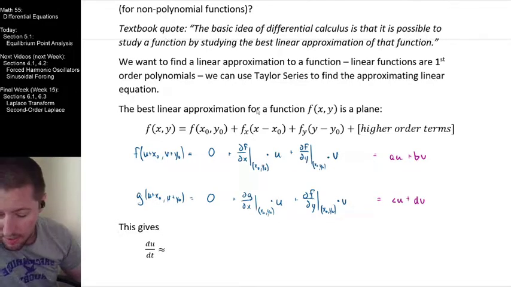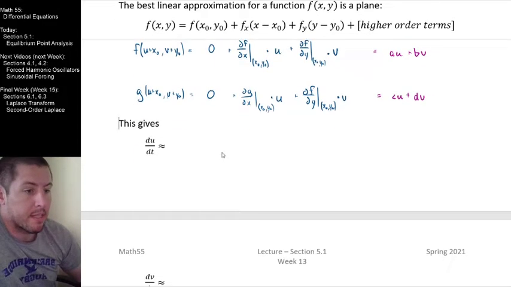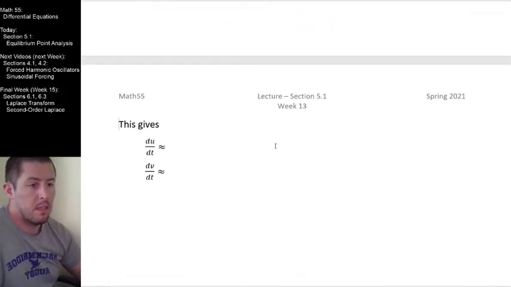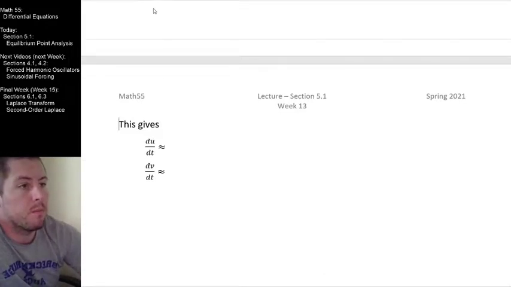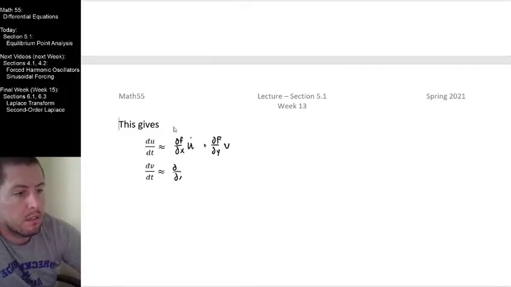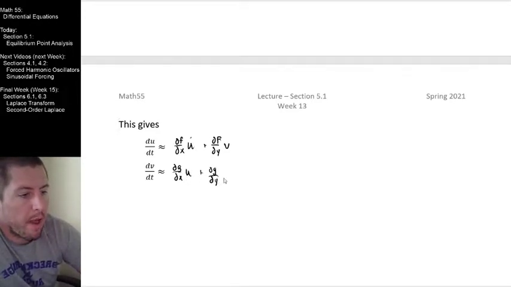So what this is going to give us now, I guess that's kind of what I'm saying right here. This gives du dt being partial f partial x times u plus partial f partial y times v, and dv dt being partial g partial x u plus partial g partial y v.